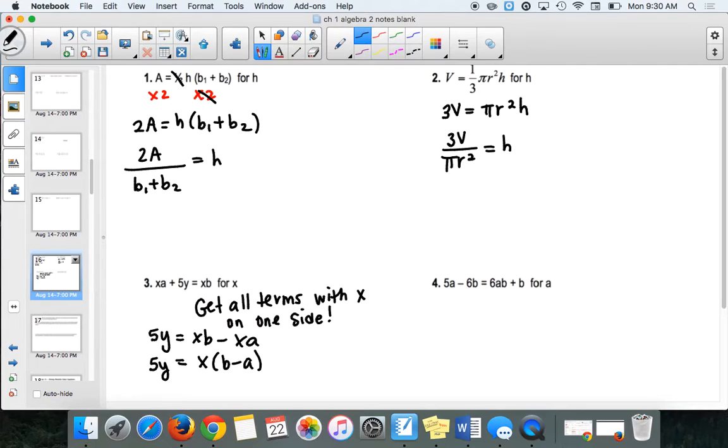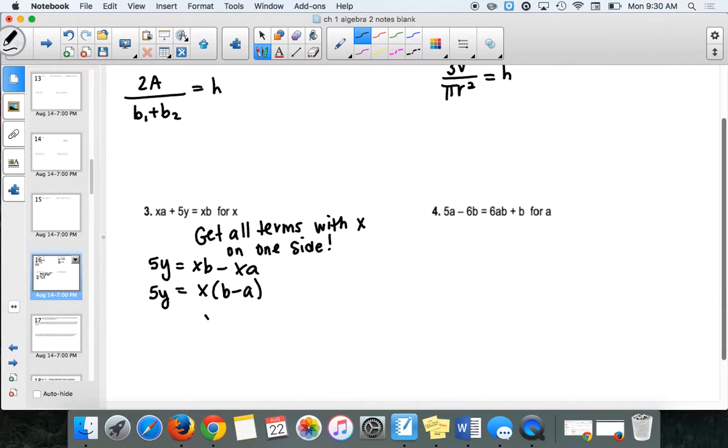All right, so we have this. Now that you have the x pulled out, do you see what you're going to do to get the x by itself now? Divide by b. Yeah, divide by the b minus a, exactly. So we're going to have x equals 5y over (b minus a). So that will always happen whenever you have 2 x's or 2 y's or whatever you're solving for. You want to get them on one side, factor it to the front, and then solve.